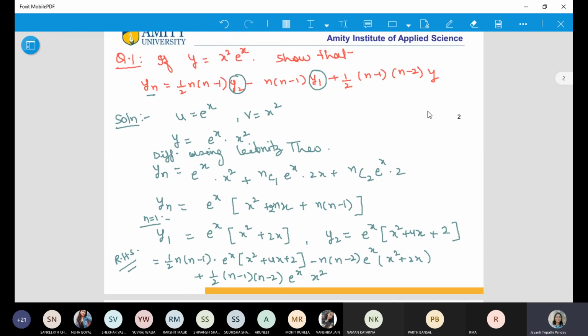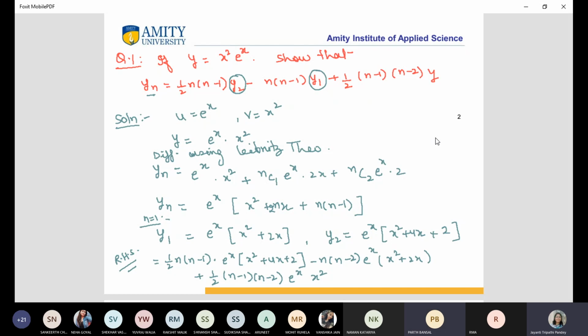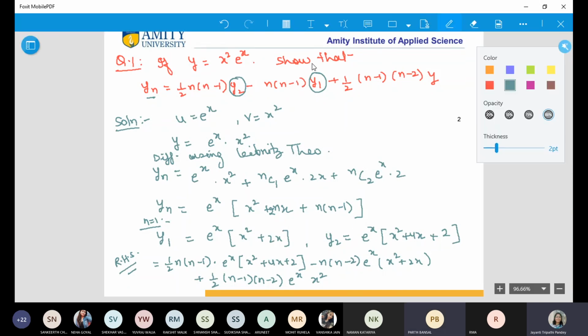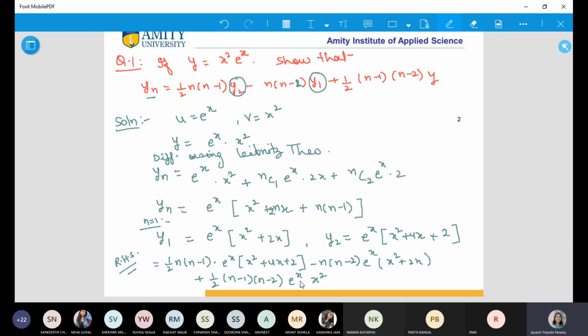See? In the question you have written y1 with n minus 1. Oh, here I have written n minus 2. Yes ma'am. In the question also it is n minus 2, dear, here it is a misprint. Okay. Is this okay? Now simplify and see what you are getting. Are you getting the same thing or not?